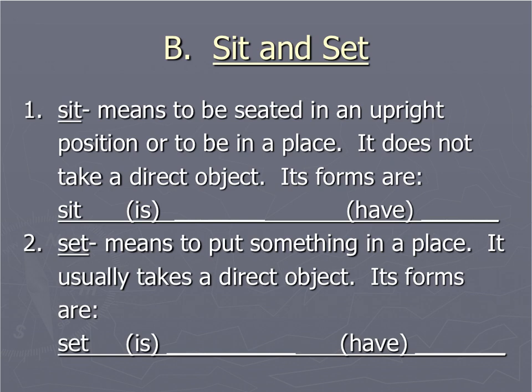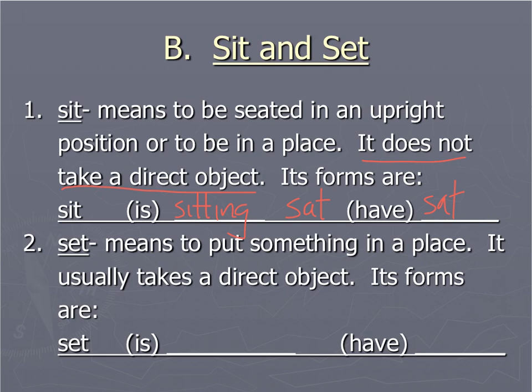So we have sit as the base form. Then we have is sitting as the present participle form. The past of sit is sat. The past participle is have sat. So the key thing to remember is that it does not take a DO.